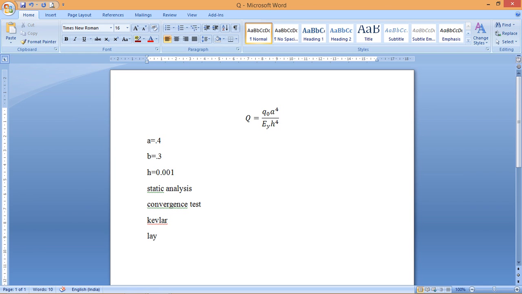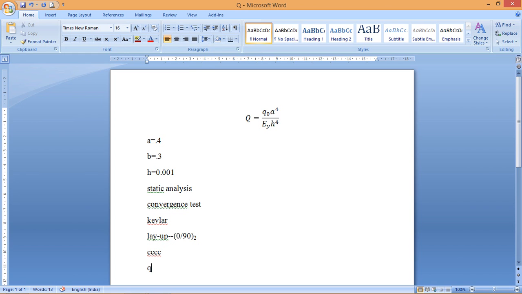Now first let's go with layup. Layup we would be using for convergence test to be 0, 90 alternate. 2 means alternate. That means there are 4 layers, 0, 90, 0, 90. You would understand it well. I will be showing it on ansys APDL. Now our conditions is 4 C's. That means all sides are clamped. Now the next step.